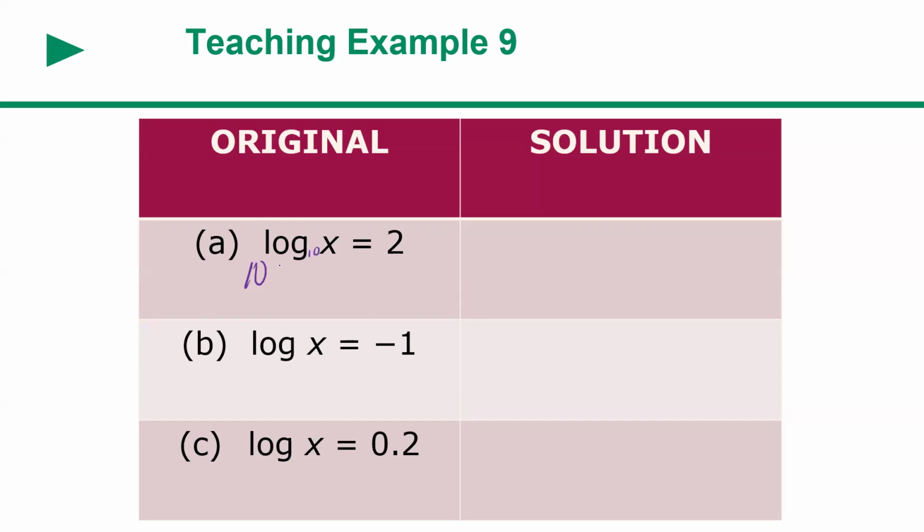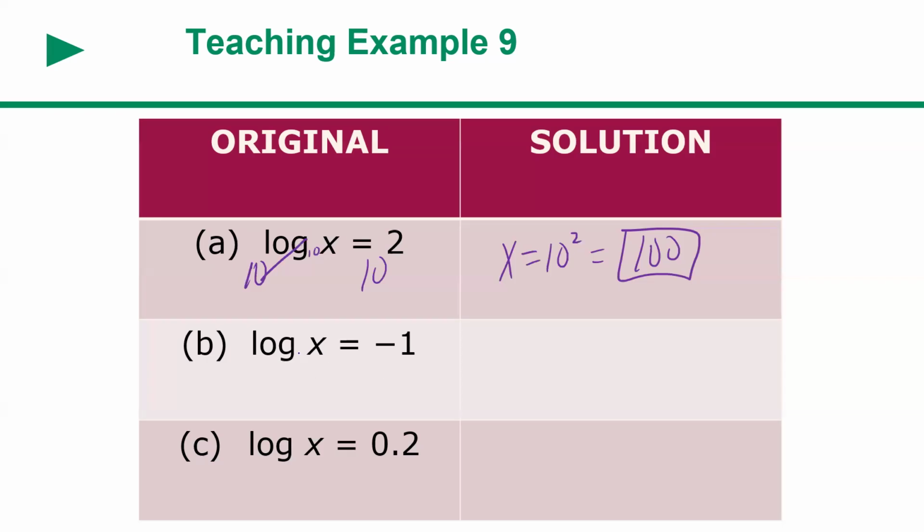So I'm going to exponentiate it to 10. And what I do to one side, I'm going to do to the other. What happens is it's going to cancel this out. So we're left with x equals 10 to the 2, which is what? 100.